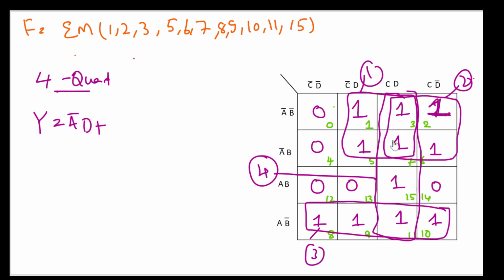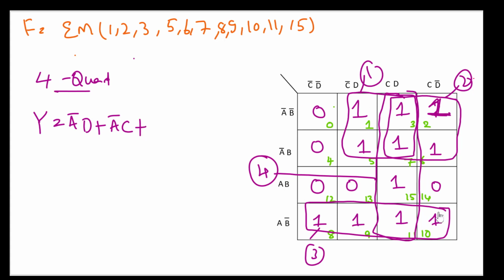Let's take the second quad. In the second quad also, A bar B bar and A bar B, B is getting complemented, so you can eliminate B and you get A bar. And if you look at these two cells, C D and C D bar, D is getting complemented, so you can write C and D gets eliminated.